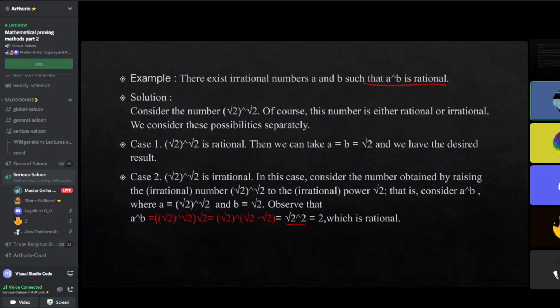Since a is equal to square root of 2 to the power of square root of 2, what we have here is a rational number by assumption. So this is the assumption. The second part is that b is equal to square root of 2. And since we know that square root of 2 is irrational, we do not have two rational numbers. Even though in concert they might be, it's inconsequential.